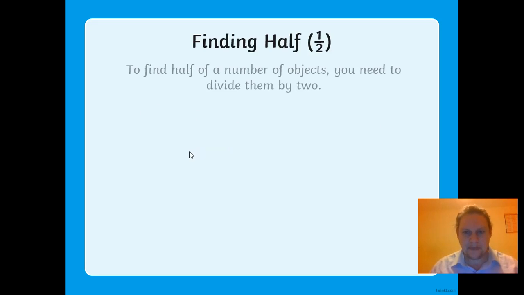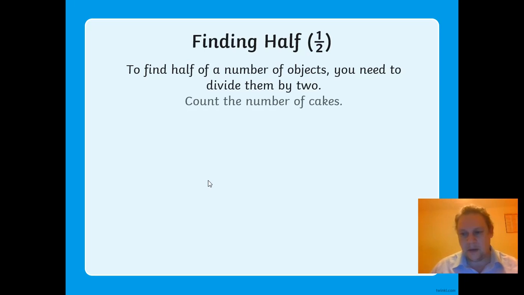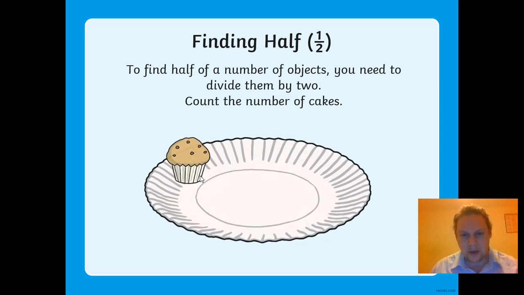Our work for today is to find fractions of amounts. Okay, finding half. To find half of a number of objects, you need to divide them by 2. Now, I know that we've gone over some of this before. We're going to be looking at a number of different fractions today, so I'm just going to be reviewing some of the stuff that we learned earlier on in the week, just reminding you of how we work these out, because you're going to be encountering different fractions, so we're just going to go over how we work out each one of these.